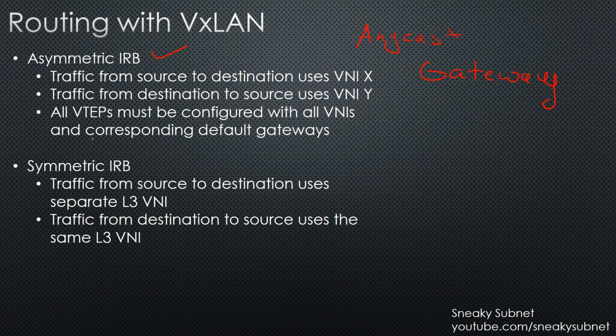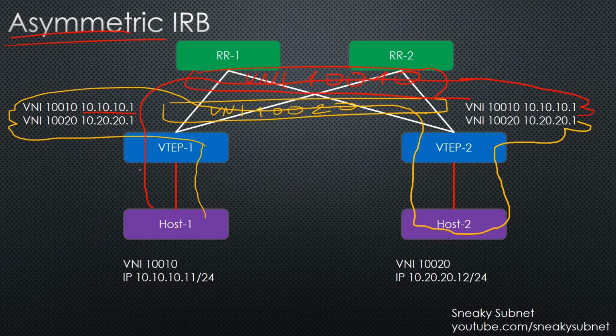And as it is mentioned here, it means that all VTEPs must be configured with all VNIs and corresponding default gateways, even if they don't have those endpoints directly attached. So VTEP number 1 doesn't have any endpoint inside VNI 120 directly connected, and VTEP number 2 doesn't have any endpoints inside VNI 110 directly connected. So again, we hit that scalability issue. So how do we solve that?